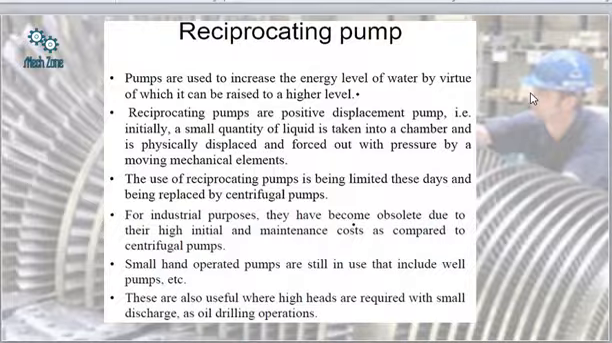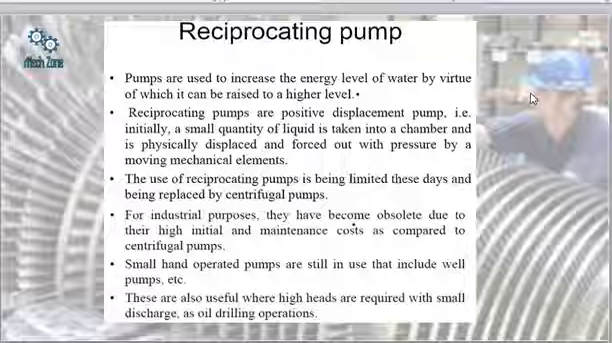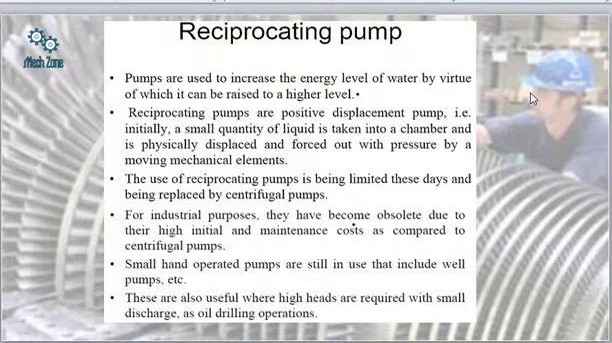Obsolete means outdated. So here we are going to learn a little bit of English words also. Obsolete is a very common word which is generally used in day-to-day life, and it simply means outdated. Due to their high initial and maintenance cost as compared to centrifugal pumps, now maintenance and initial setup cost is very high in case of the reciprocating pumps.